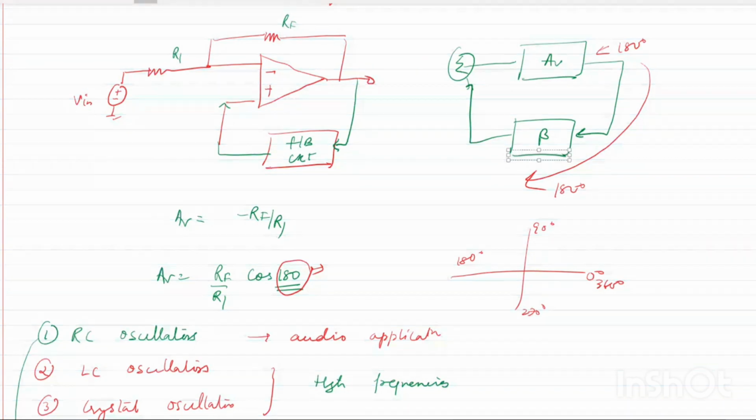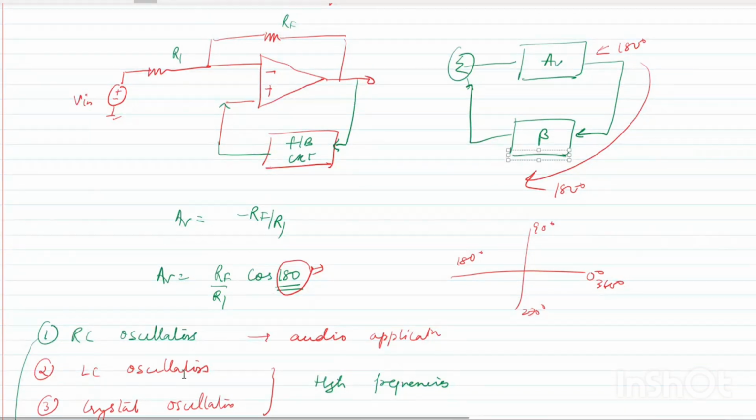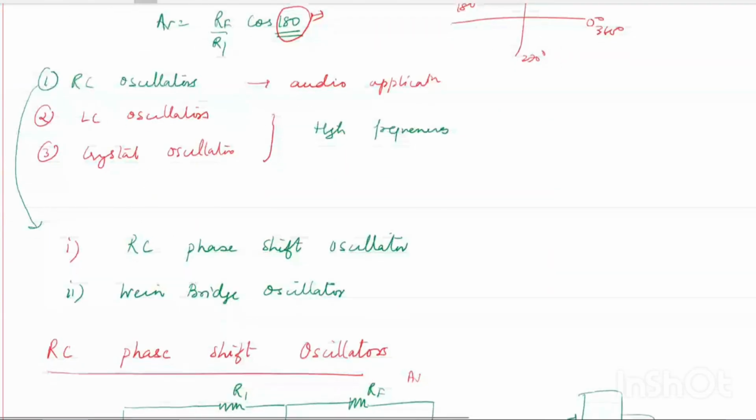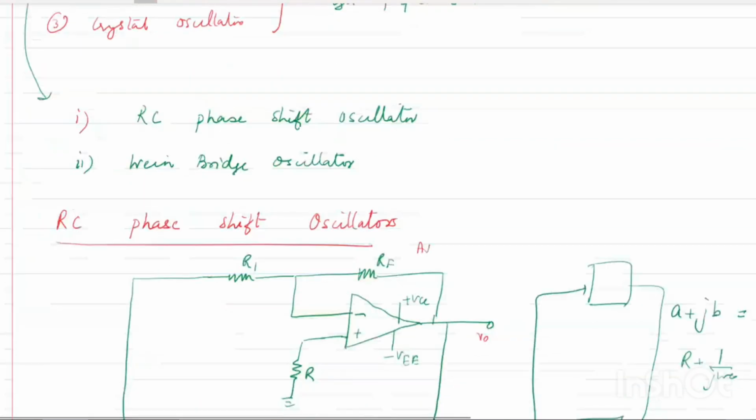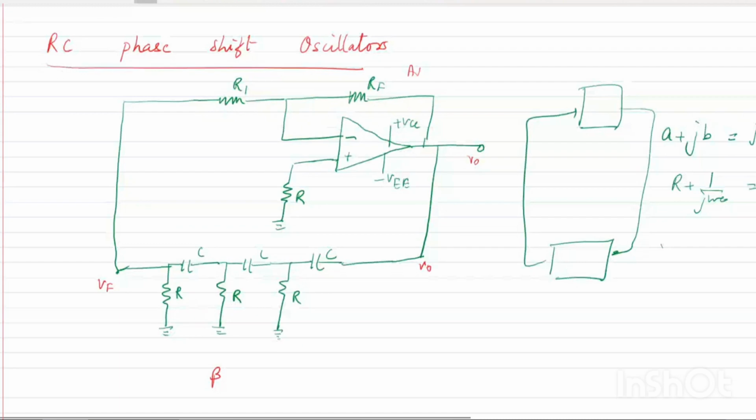So we are going to study two types of oscillators, RC and LC. Sorry, there are three types of oscillators: RC, LC and crystal, but from that we are going to study only RC oscillators, which are used for audio frequencies, while LC and crystal oscillators are used for high frequencies. Among RC oscillators we are also going to study two types: one is the RC phase shift oscillator and one is the Wien bridge. From that we started with the RC phase shift oscillator.